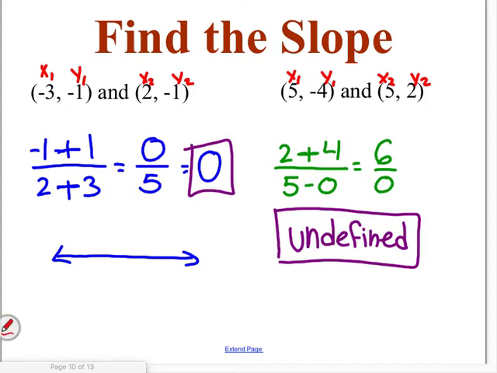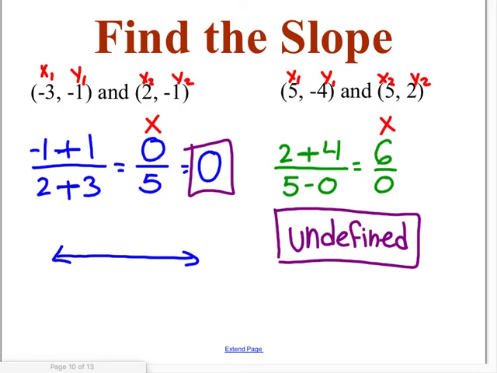Yes, you have to write out either 0 or undefined if you have a 0 as part of your answer. I will not accept 0 over 5 or 6 over 0 as part of the answer. That would not be okay. So you either need to indicate that it's equal to 0 if the numerator is equal to 0, or undefined if the denominator is equal to 0. If you have questions about that, please let me know when you get to class.